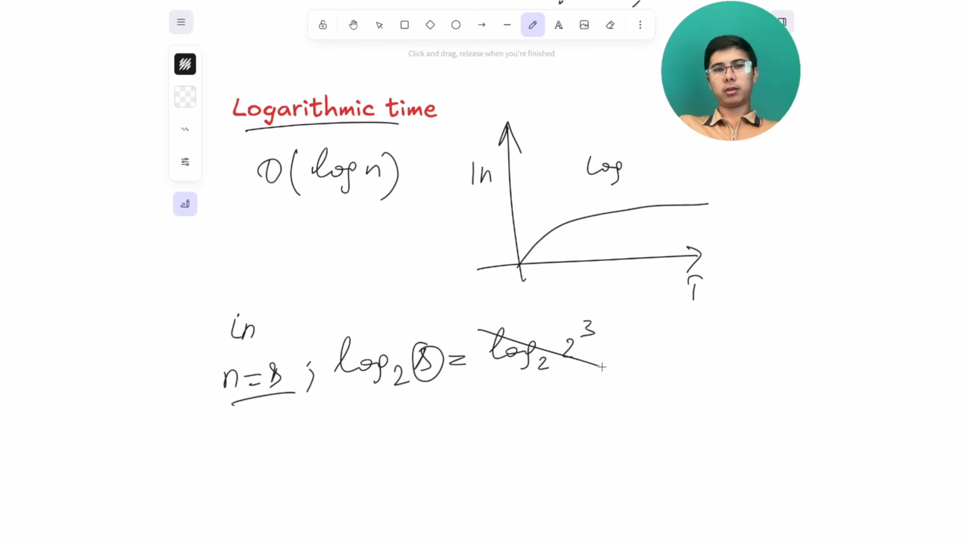Then we can just convert it, drop it, and the result equals 3. That means input is 8 and output is 3. Again, the next example.